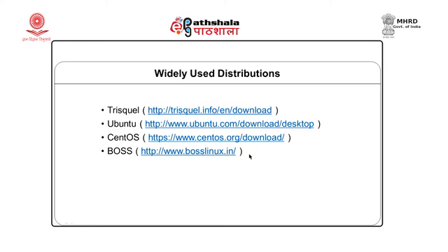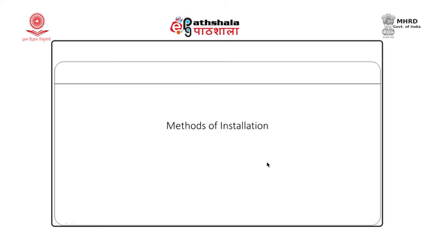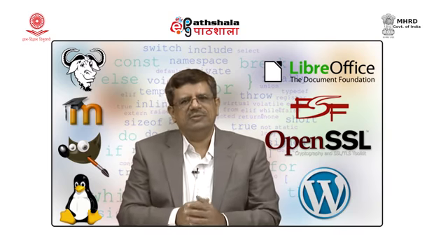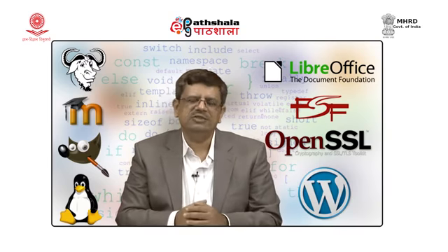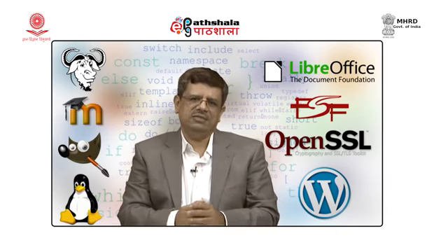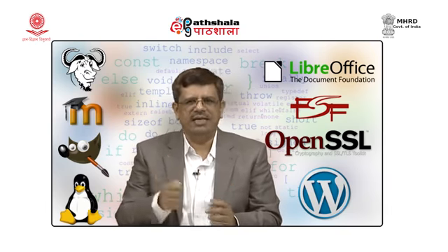So, apart from these, there are various other distributions. You may visit the website distrowatch.com. There are at least 1000 plus distributions that can be selected and installed. Now, let us look at the methods of installation. In fact, there are various ways, but there are 4 prominent techniques to install Linux on your system. Either we can install on the hard disk or we can run from media.